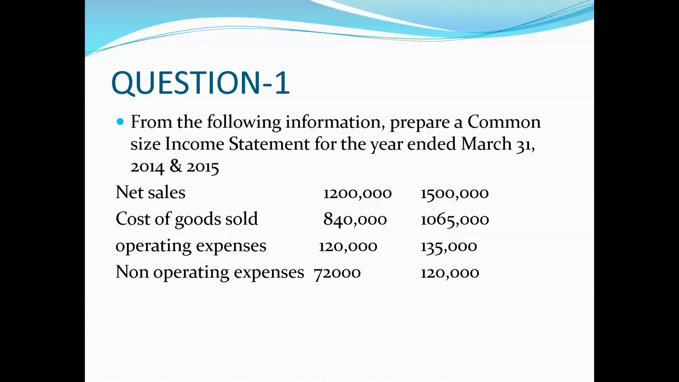First we'll discuss a question on the common size income statement. For 31st March 2014 and 31st March 2015, two years' figures are given: net sales, cost of goods sold, operating expenses and non-operating expenses. The format is the same as we discussed in the comparative income statement. First we deduct the cost of goods sold from net sales to get the gross profit, then we deduct the operating expenses, and last we deduct the non-operating expenses to get the net profit.